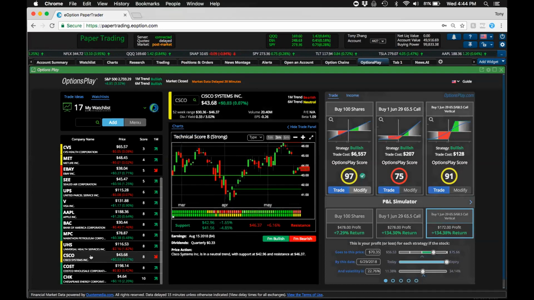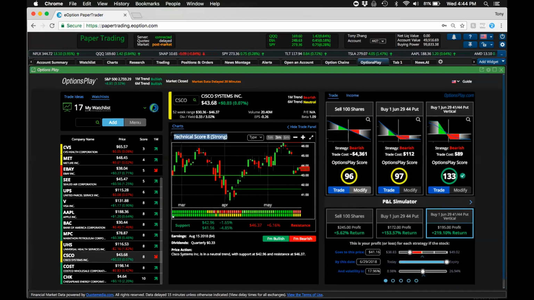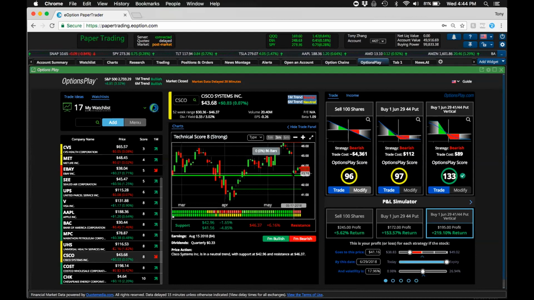Cisco. Cisco's the opposite here. So it's a technical score of 8, meaning a very strong technology stock. However, as you can see, the 1 month and 6 month trend have turned bearish and neutral, and it just did that a few days ago as it gapped down. So this gap down is likely on earnings.